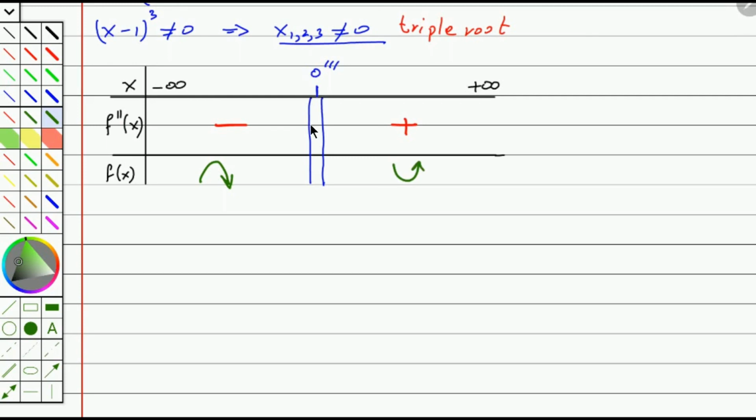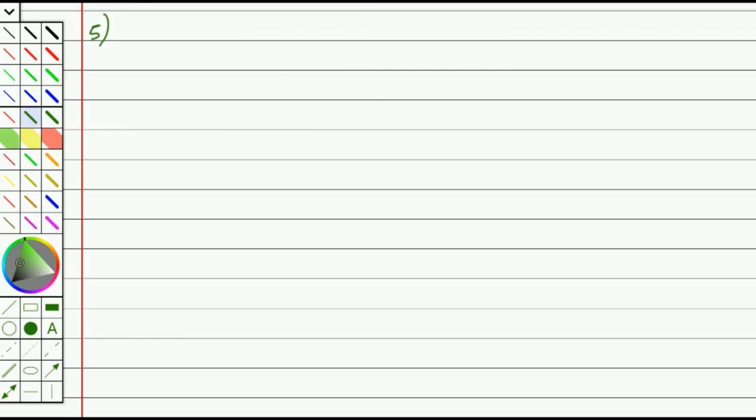Remember that this is a singularity, and it doesn't matter that the sign changes on both sides. This is a singularity, so no inflection points. Don't get confused. So we continue with the limits at the edges of the domain. We take the limit as x goes to positive infinity of (x + 2) over (x - 1).